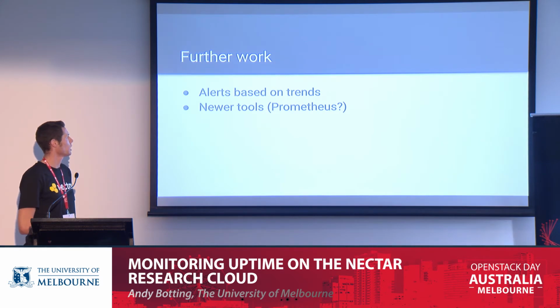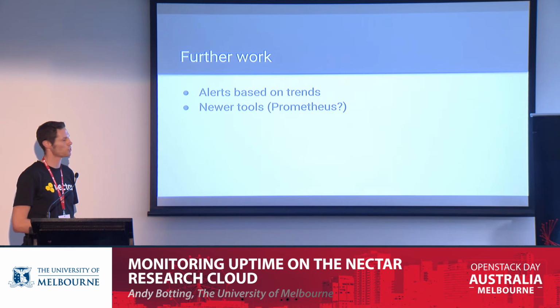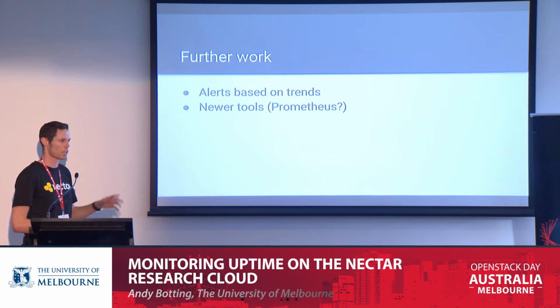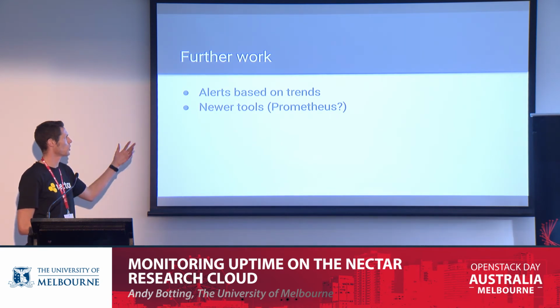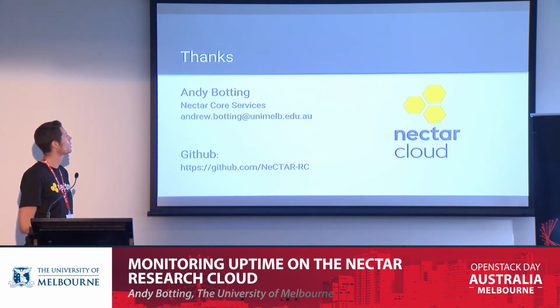So further work, we need more testing, test more services. We'd really like to generate alerts based on trends rather than Nagios's okay, critical status. And also we really need to look at new tools. There's better ways to do this now. Prometheus is one tool that I'm interested in, but haven't had time to look into yet.